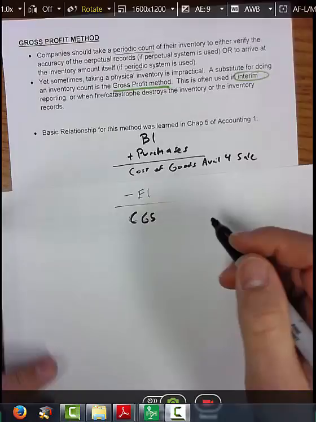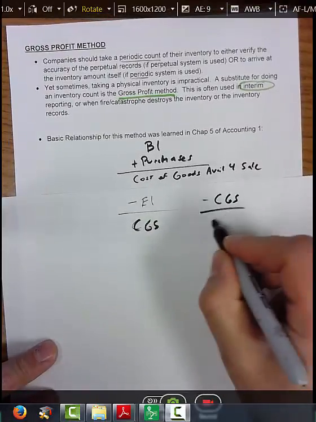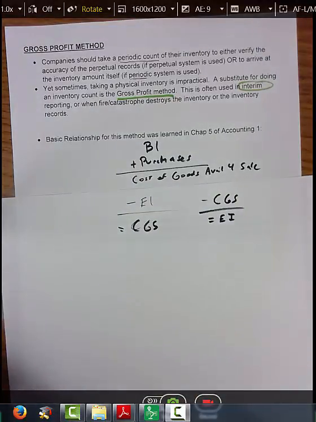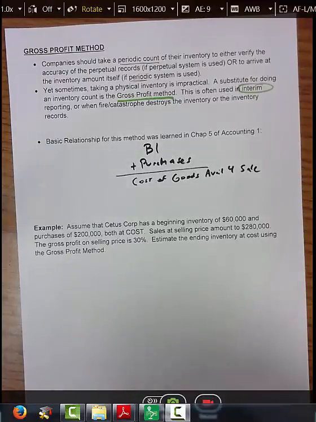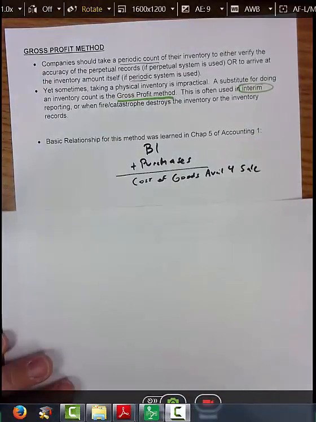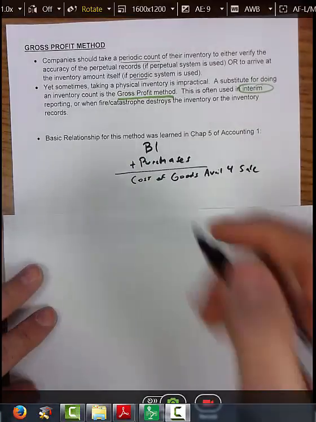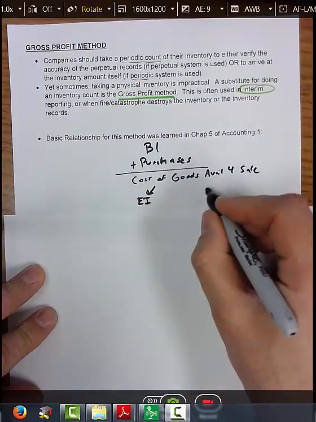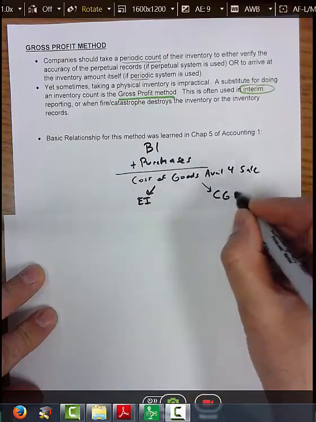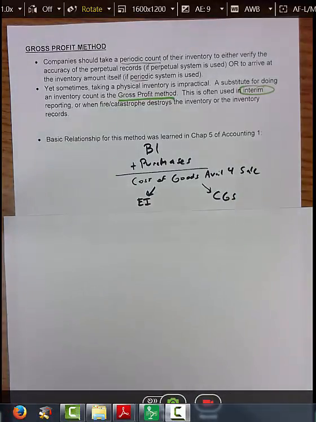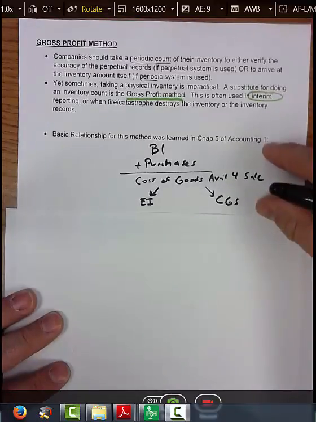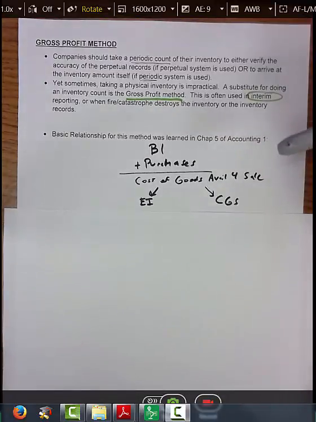But you could also, if you wanted, subtract cost of goods sold to get ending inventory. If 6 minus 4 is 2, then 6 minus 2 is 4. Either way, we know that cost of goods available for sale is going to be either ending inventory or cost of goods sold, correct? Understand that this relationship can be useful in estimating inventory with the gross profit method.